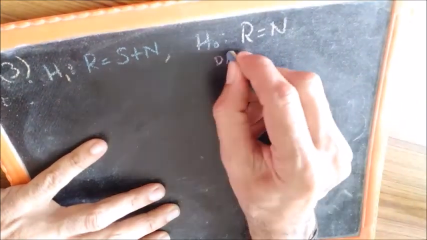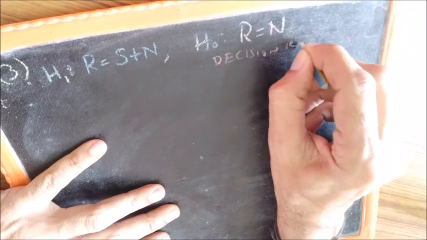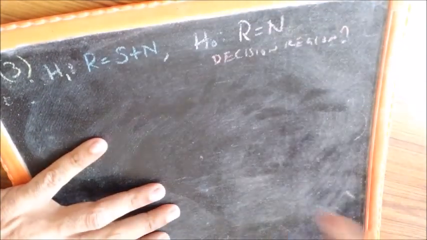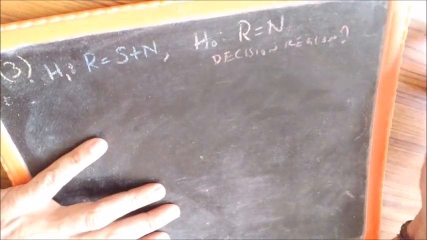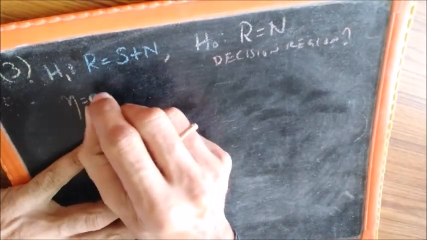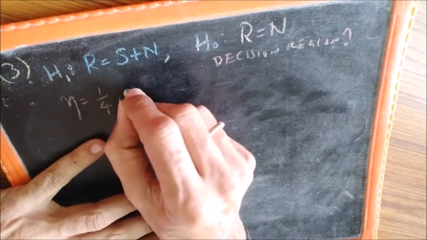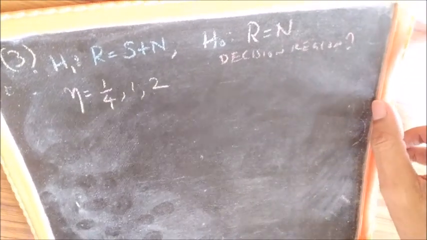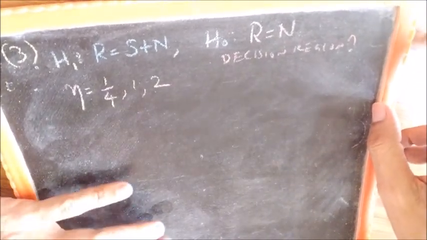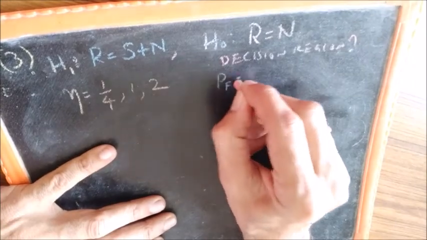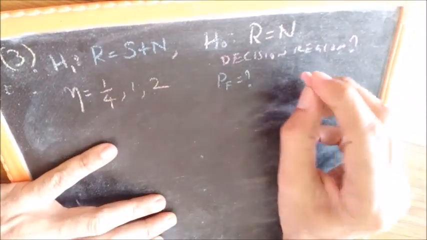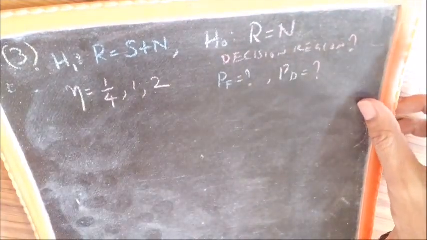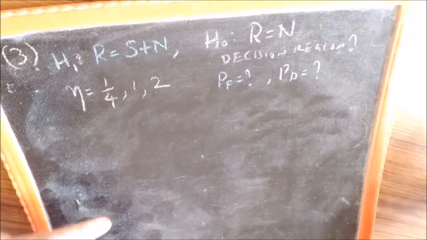We have to determine the decision regions. So as in the previous example, we have to show which are the decision regions for eta equal to 1 by 4, 1 and 2. So it is for three different values of eta. We have to show the decision regions, and we should also find out what is the probability of false alarm and probability of detection.